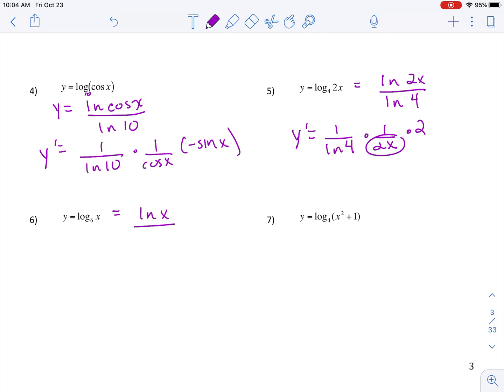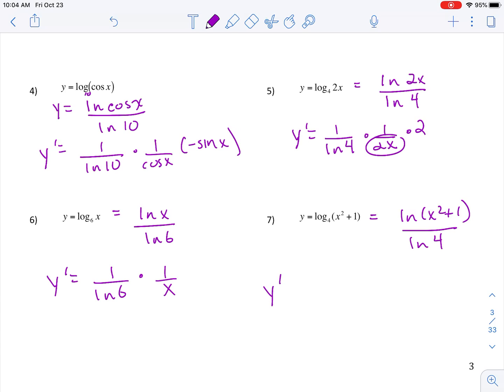This can be rewritten as natural log of x over natural log of 6. 1 over natural log of 6 times 1 over x. And the last one here, we're going to rewrite it like this. So derivative is pull out that 1 over natural log of 4, 1 over x squared plus 1, chain rule, times 2.